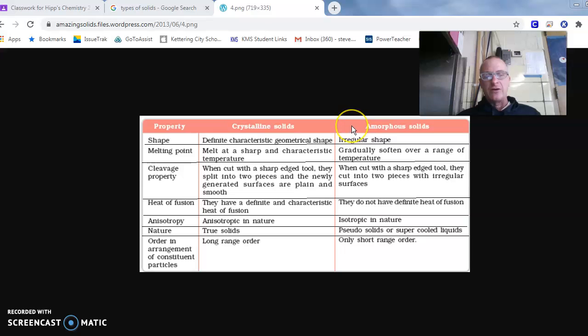There are also solids that are considered amorphous. The word amorphous means without shape. So these are solids that tend to have an irregular shape. They can soften over a wide range of temperatures. So, with a crystalline solid, they are solid and they stay a solid, but if you get them to a certain temperature, you melt them into a liquid. An amorphous solid has that in-between characteristic where they soften over a range of temperatures. When you cut amorphous solids, they tend to cut into irregularly shaped surfaces. And they will begin to melt over a range of temperatures. Some people consider them to be pseudosolids.